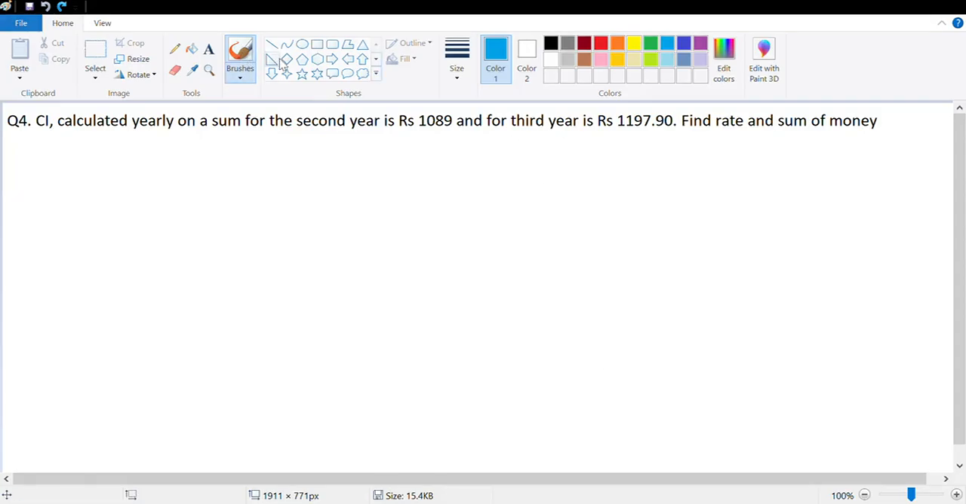Hi guys, let's look at the homework questions of exercise 2C. Let's start solving those questions. The first question that I solved with you is question 4.